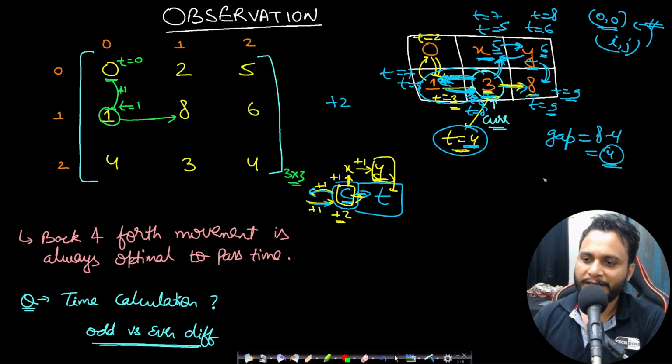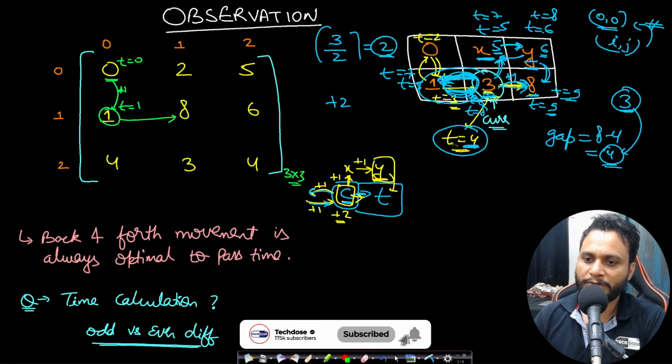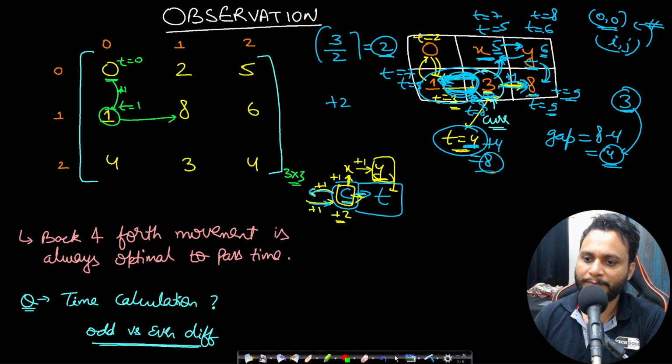So I need to waste at least 3 amount of time by moving back and forth, right? So how many times back and forth do I require to waste 3 amount of time? I don't want to waste 4 units, because one unit will be taken to make the jump. So for making a wastage of 3, you need to make 3 by 2 jumps, and take the ceil of it. That means you want to make 2 times back and forth movement. So if you make 2 times back and forth movement, the equivalent time that you will be adding is 2 times 2. That means 4 will be added here, and this will be 8. So again at time 8, you will come back to this same index which is present at 3, and now you will be ready to make the jump.